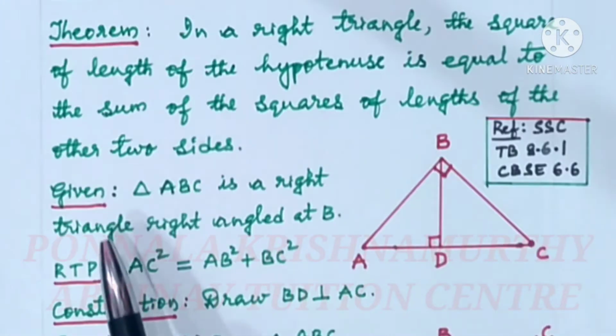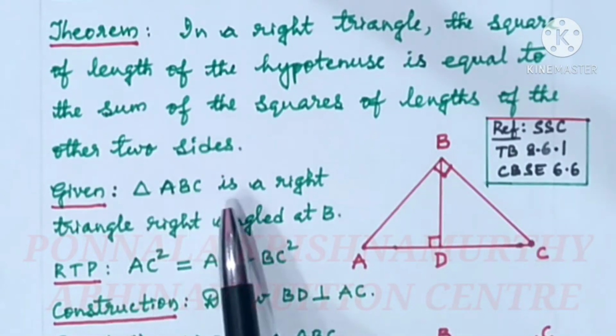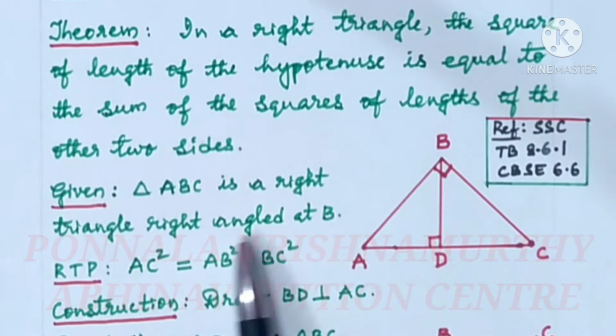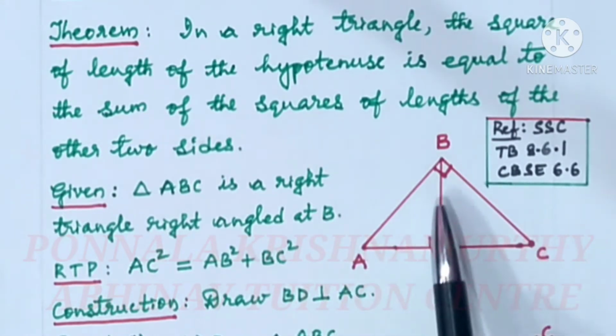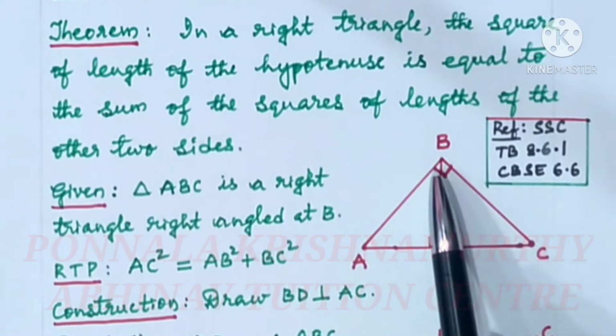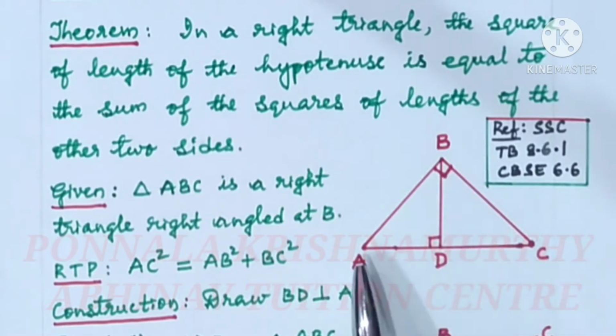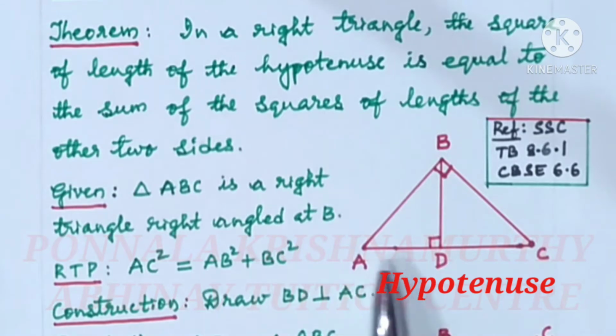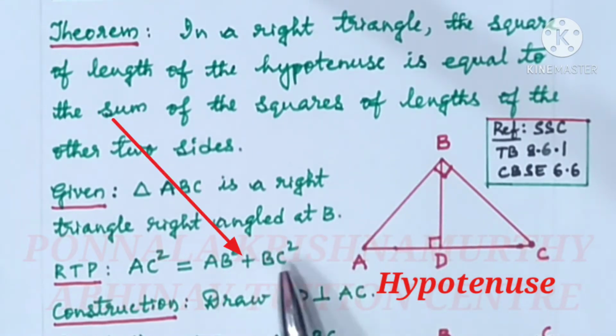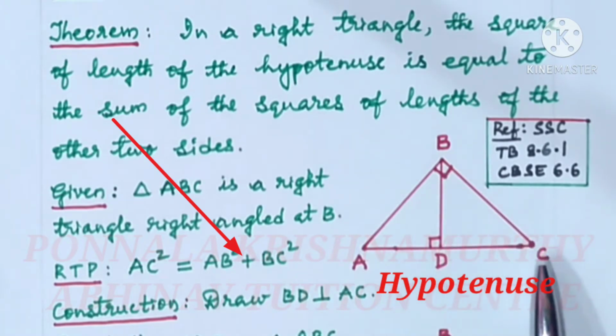Reference is here given. Triangle ABC is the right triangle, right angled at B. This is the triangle ABC, right angled at B. When this is 90 degrees, this is the hypotenuse. Required to prove: AC square, hypotenuse square, is equal to AB square, this side square, plus BC square, this side square.